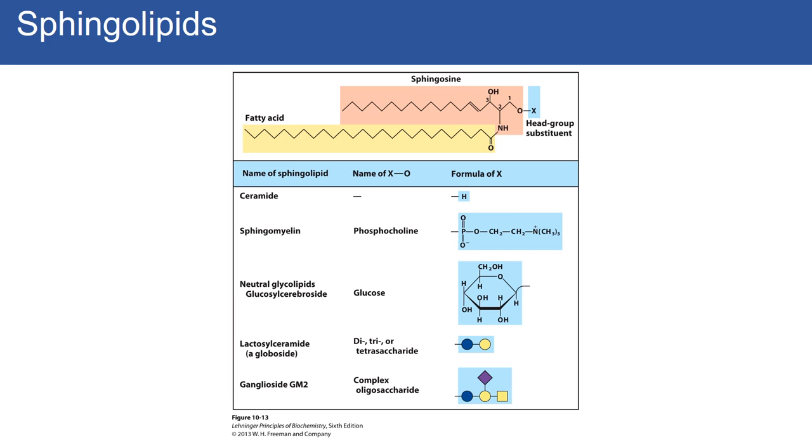So here we have sphingolipids. Again, we have a sphingosine molecule, we have a long-chain fatty acid, and then we have a polar head group with an oxygen linkage. Ceramide has H as the head group. Sphingomyelin is found in myelin sheaths, with phosphocholine as the head group. And then we also have some of our gangliosides, which are complex oligosaccharides linked on the head group substituent.